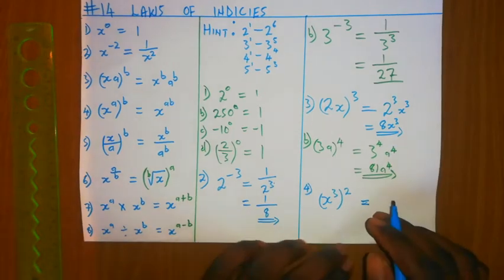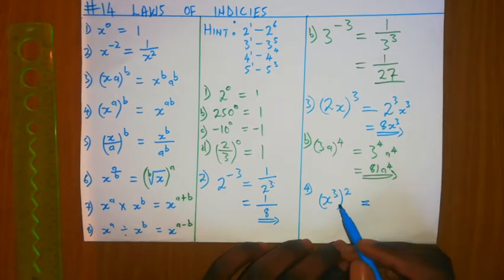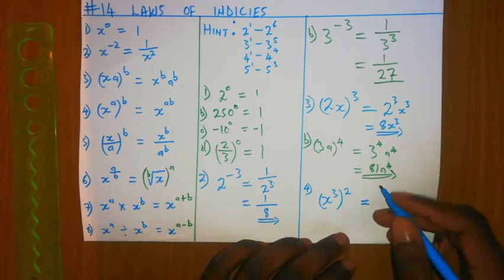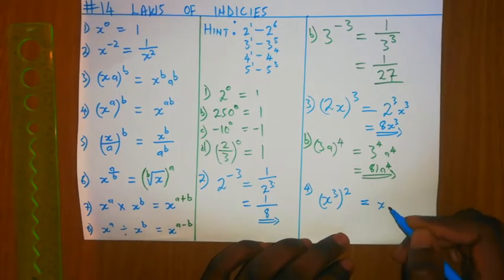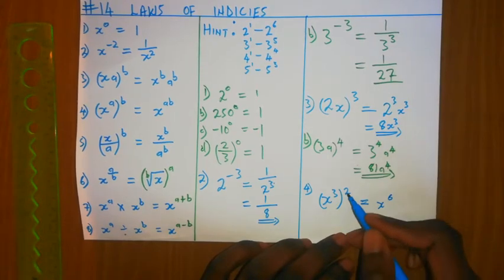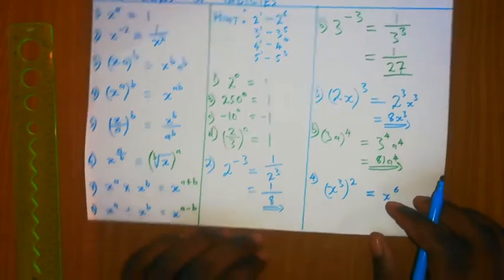This means that we are only going to multiply our powers. So in this case, it's going to be x to the power 6, just because I said 2 times 3. You just multiply your powers.